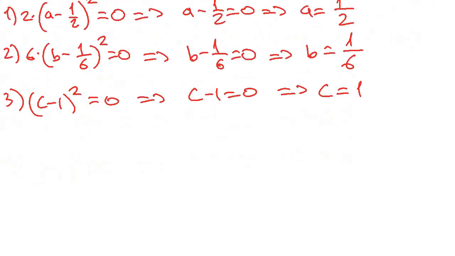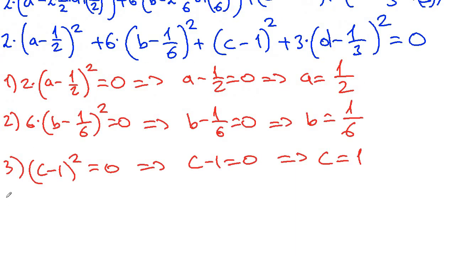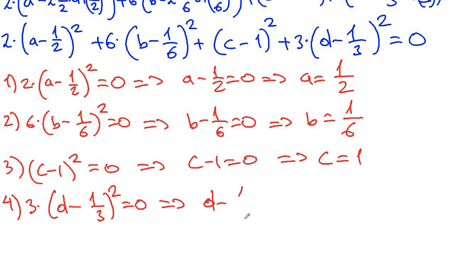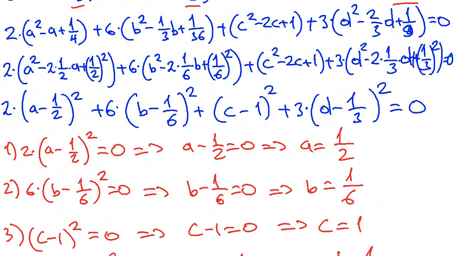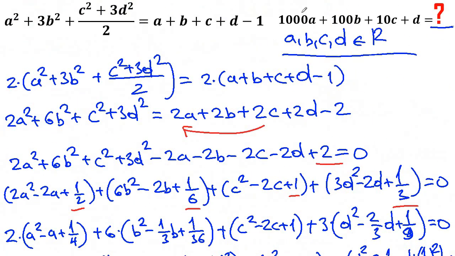And from the last one, 3 times d minus 1 over 3 to the power of 2 is equal to 0. And here d minus 1 over 3 is equal to 0, and d is equal to 1 over 3. So now we have all the values of a, b, c, d. And then, as we know, we are looking for the value of this expression. So let me rewrite this expression as it is here.